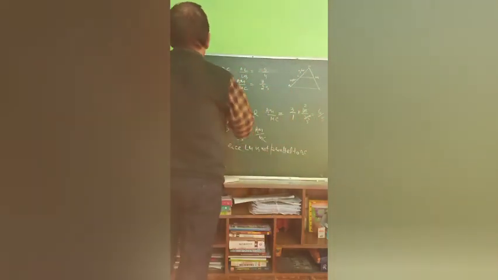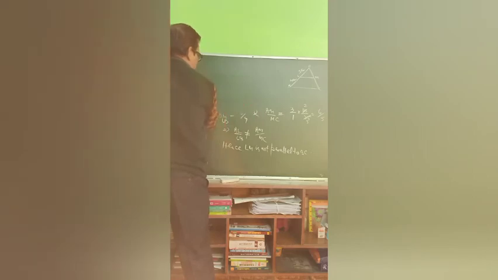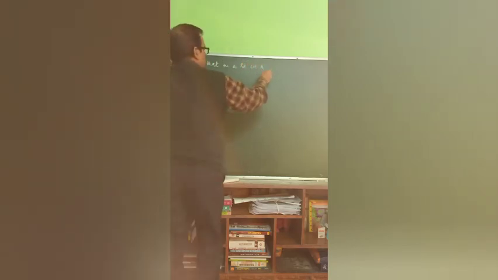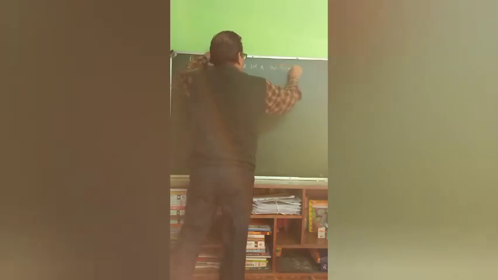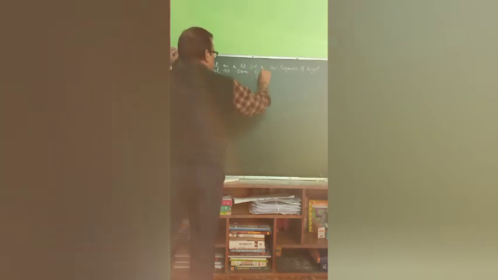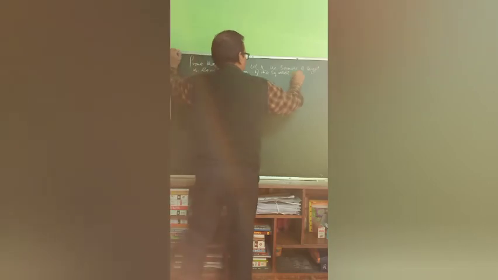Next we can have a question. The next theorem in similarity is: prove that in a right angled triangle, the square of the hypotenuse is equal to the sum of the squares of the other two sides.